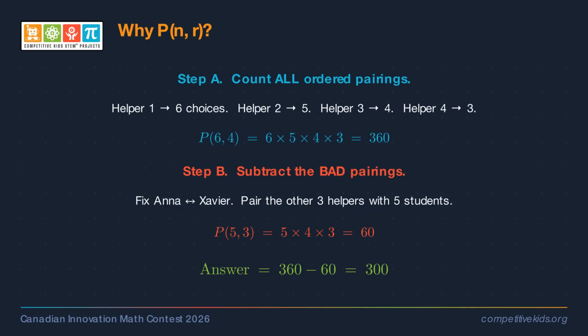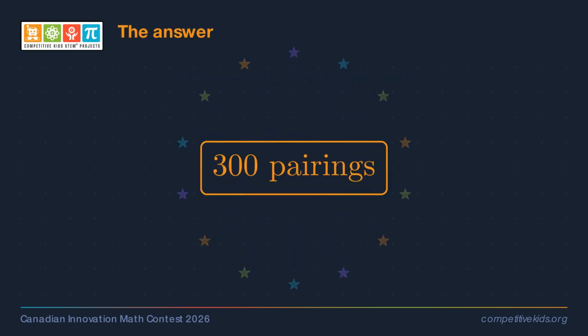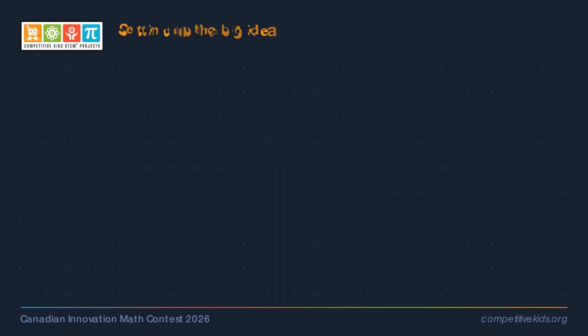This is the same permutation formula from the foundation. P(n,r) equals n times n minus 1, all the way down for r numbers in a row. Then we subtract the bad cases. The answer is 300 pairings. Let me show you the big idea. This is the ordered pairing rule.